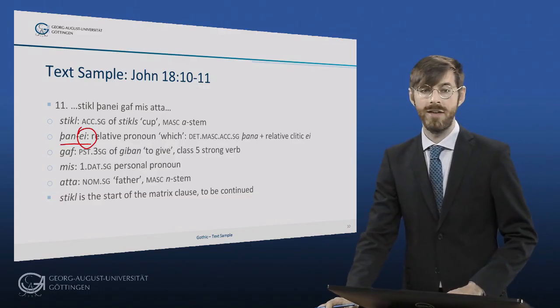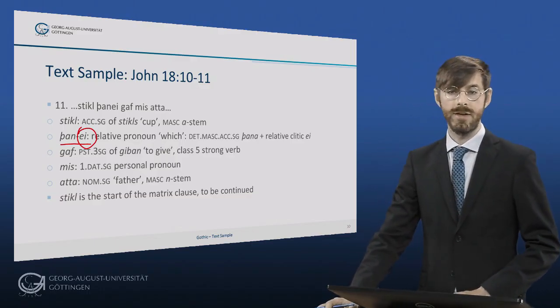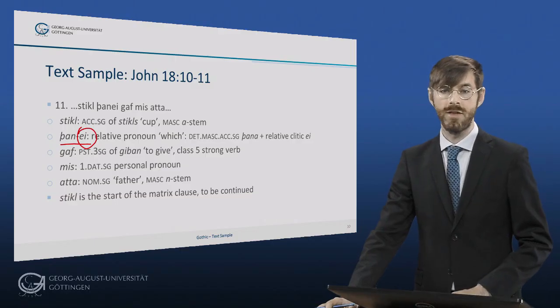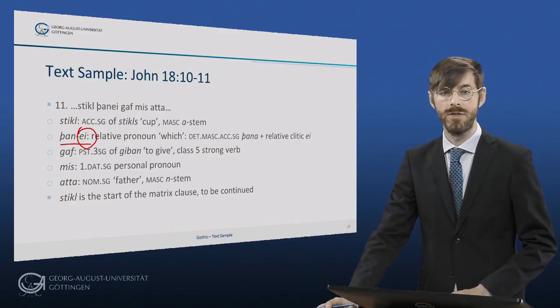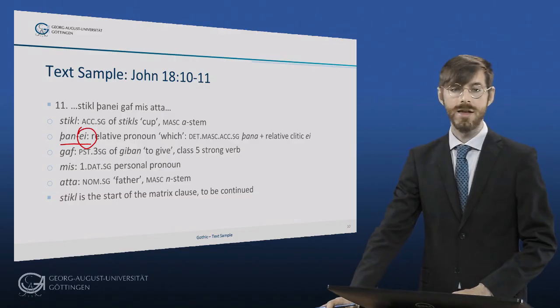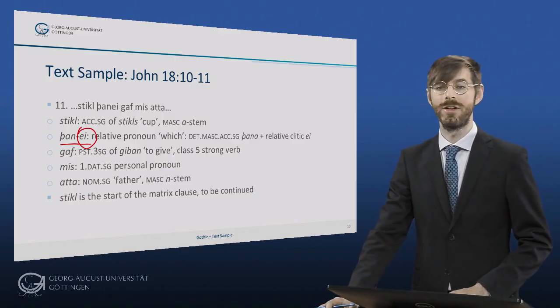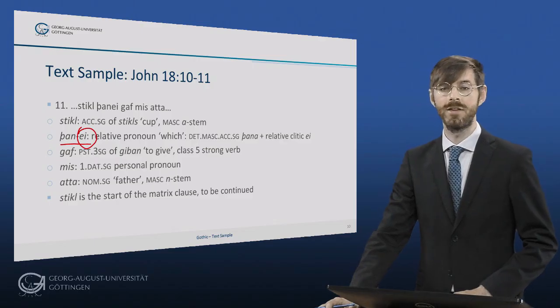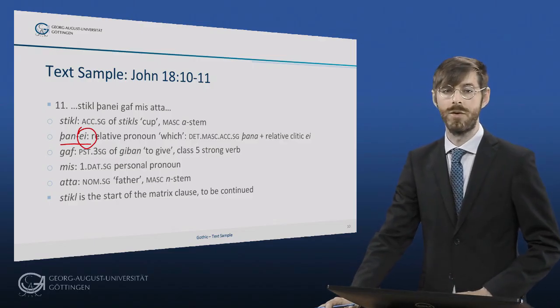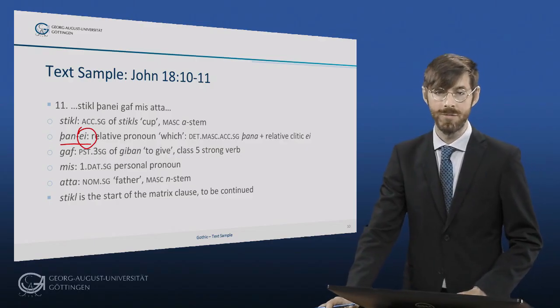The pronoun is masculine singular to agree with stikl, and accusative because it is the object of the verb gaf within the relative clause. Gaf, like qath, seen earlier, is also the past tense singular stem of a class 5 strong verb, in this case to giban, to give, and is identifiable through the same features.